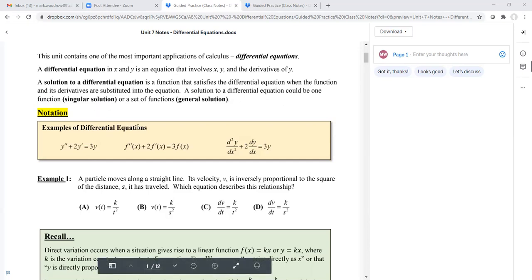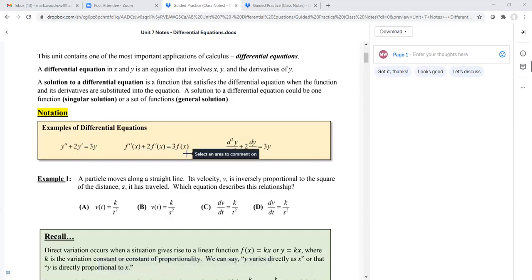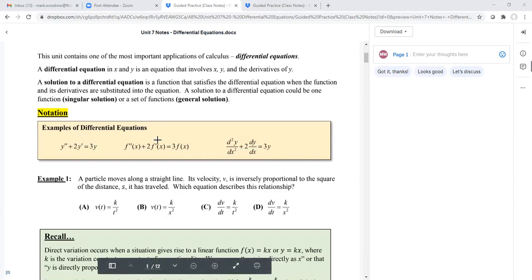So examples of some differential equations are y double prime plus 2y prime, or the second derivative of y plus 2 times the first derivative of y equals 3y. Second derivative of f plus 2 times the first derivative of f equals 3 times f of x. And these two are exactly the same as this one: the second derivative of y with respect to x plus the first derivative of y with respect to x equals 3y.